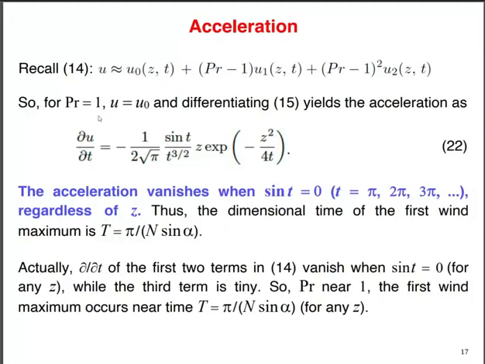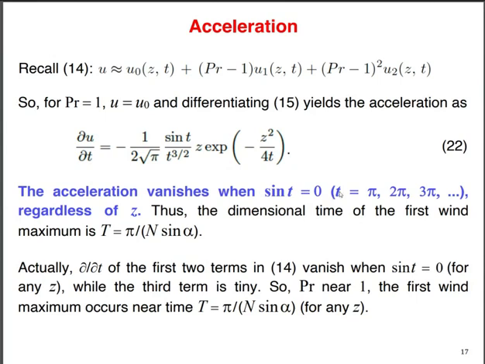Okay, so for the case of Prandtl number of 1, the simplest case, your U component is a U0. And as I mentioned, you can differentiate it and you get a nice simple expression in that case, and here it is. So when is the acceleration 0? When do you get your peak wind? Well, when dU/dt is 0. And you can tell by inspection that happens when sine t is 0.